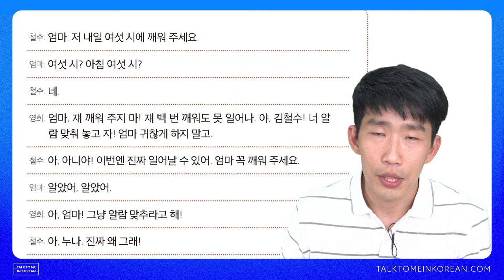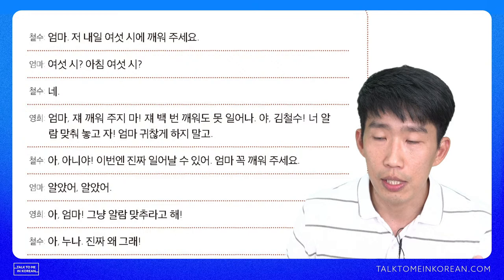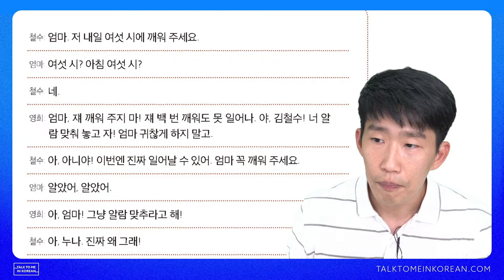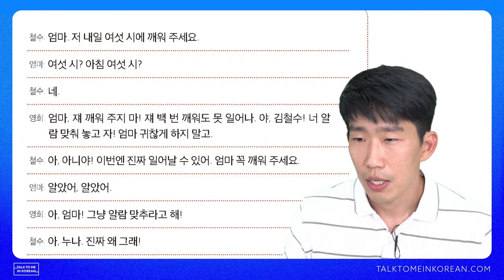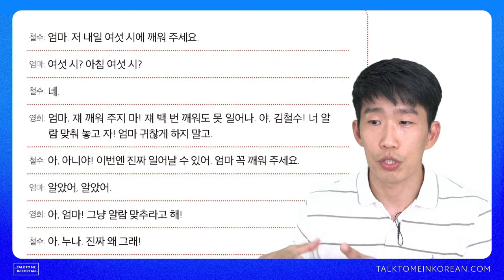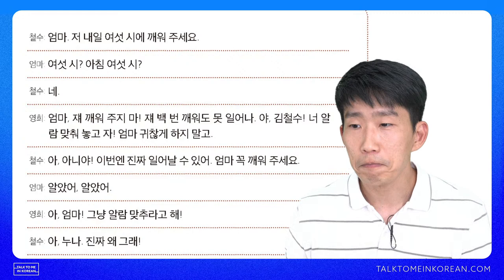So here's the story. 철수 is a guy, 엄마 means mother, and 영희 is probably his older sister because 영희 says 쟤 깨워주지 마. She's referring to 철수 as 쟤, and then 철수 says 누나. 누나 is older sister for a guy. So we have a younger brother, older sister, and the mother.